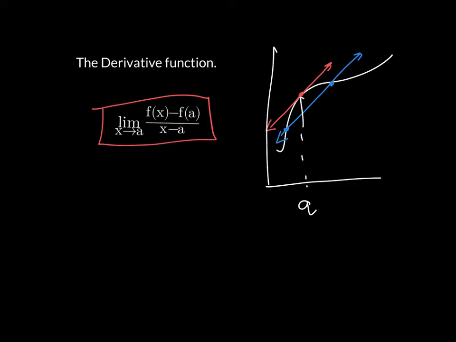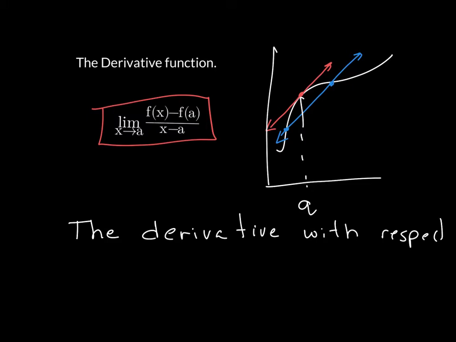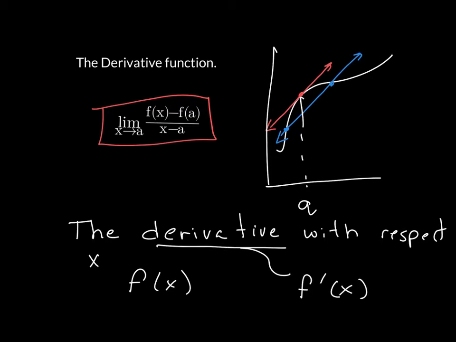This idea of the slope of the tangent line is so important, we call it the derivative. And this means it's the derivative with respect to the x value. And this is important because we're talking about the function. And then the derivative of that function has a notation of f prime of x.